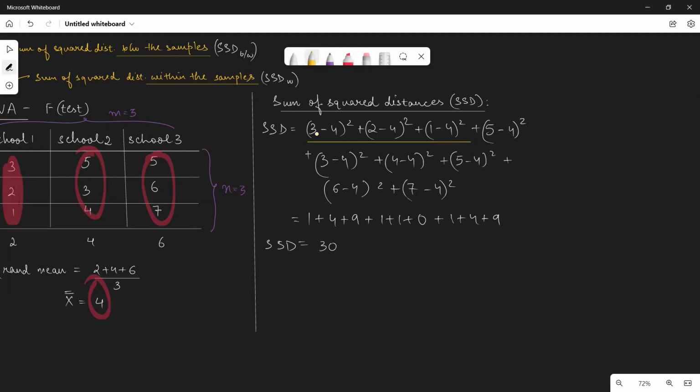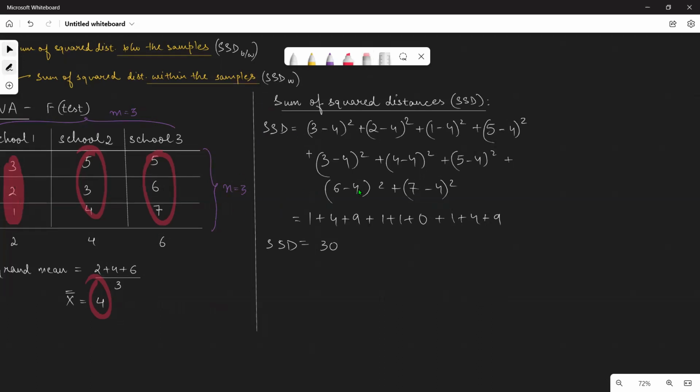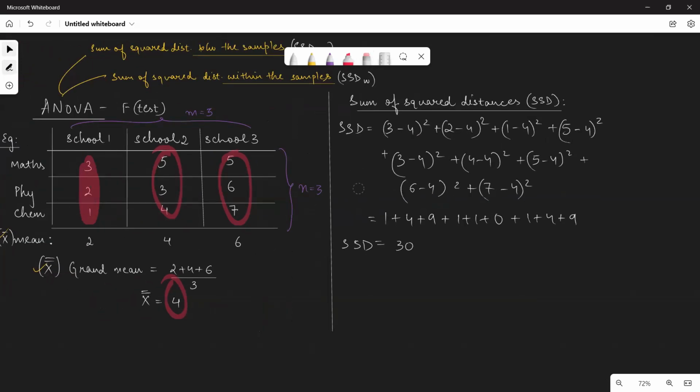And then what is SSD? SSD is the summation of all of them. So it will be 30. 5 plus 9, then 2, then 5 plus 9. Okay, 30. Yes, 30 it is. So this is how we calculate sum of square distance, and for us, in this example, sum of square distance is 30.